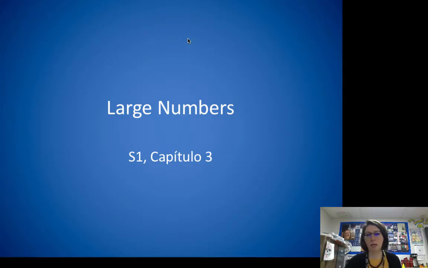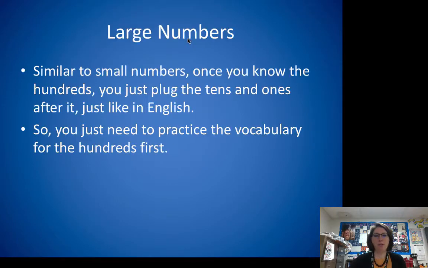So today we're looking at large numbers. The biggest thing I want you guys to understand about large numbers is once you have figured out the small numbers, so the tens and the ones, it's very similar. We had a little bit of vocabulary, but you still are using your tens and ones. It's just like in English. Once you know 45 and 63, you're going to add 200 in front of it. The 63 is still the same. So really, I'm just adding a little bit of vocabulary with the hundreds and then teaching you guys how to put it all together. So let's go over that vocabulary, and this is on your vocabulary sheet as well.